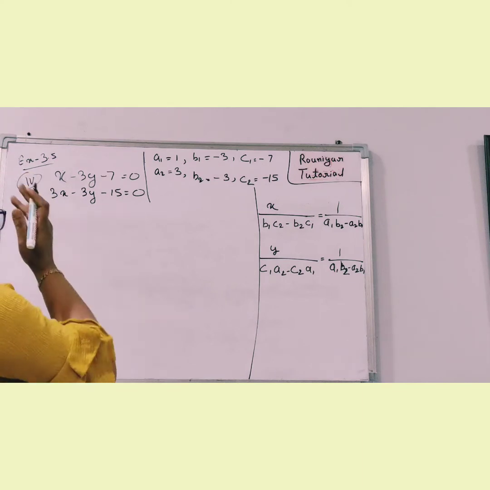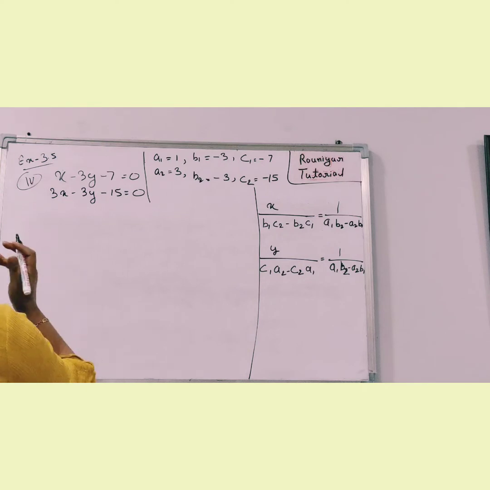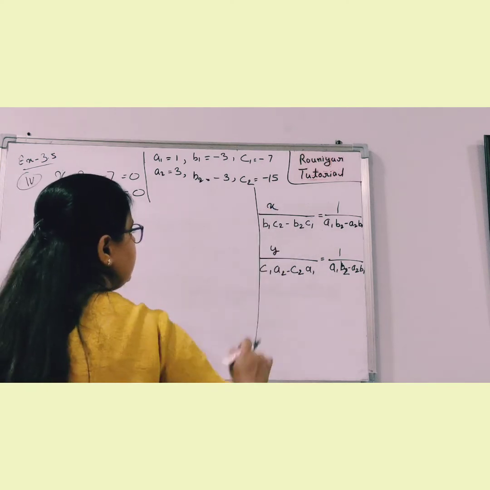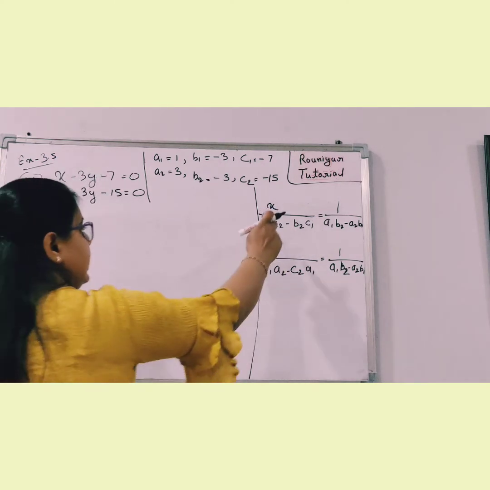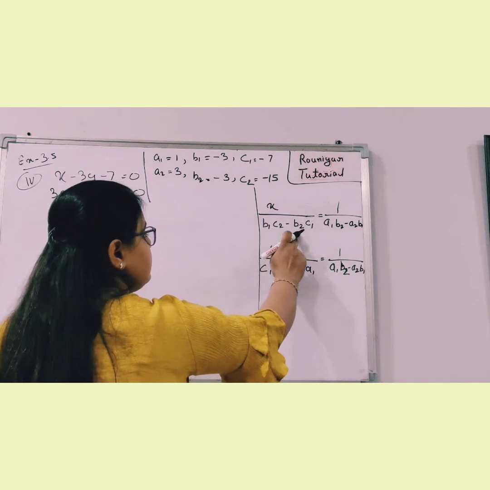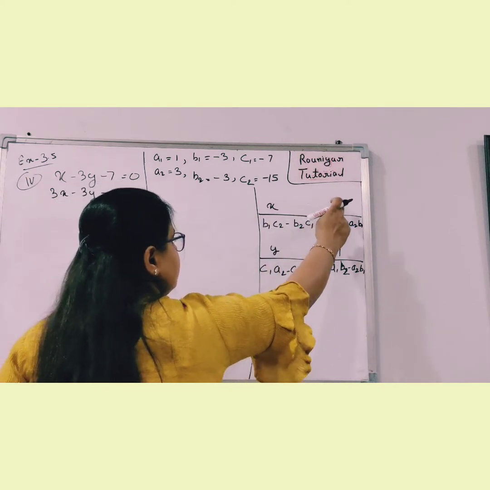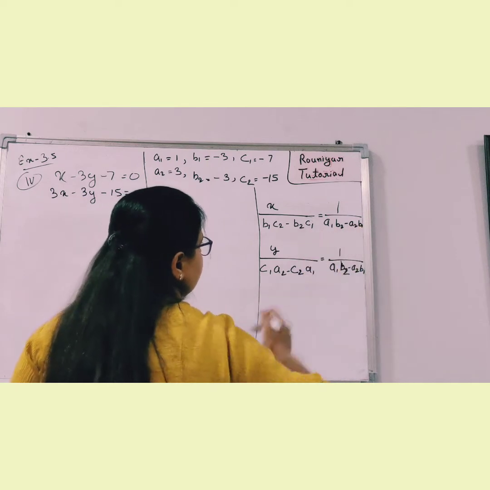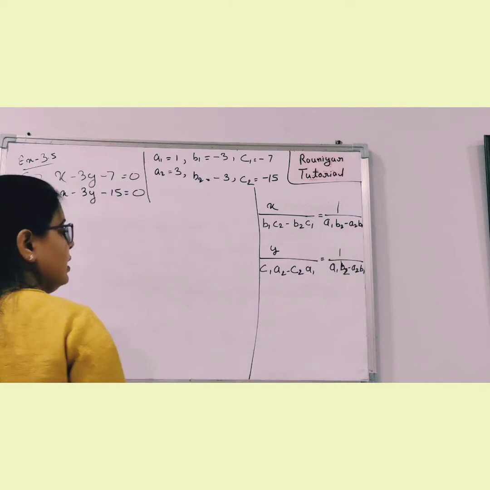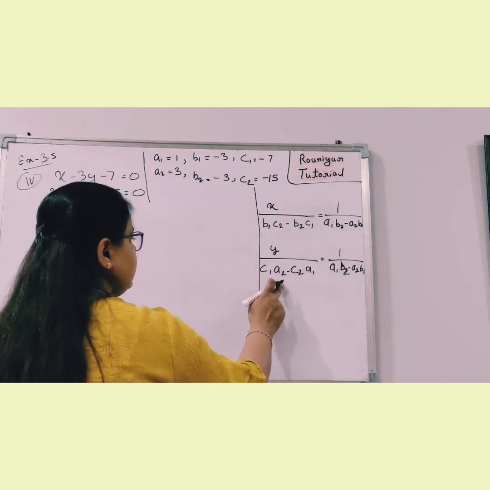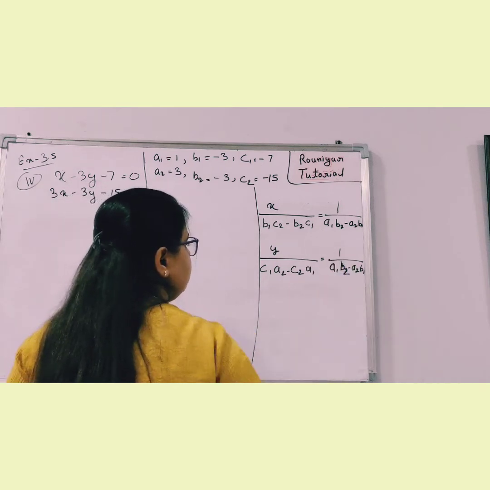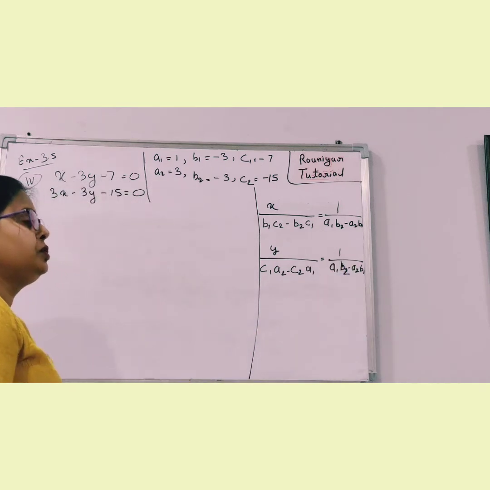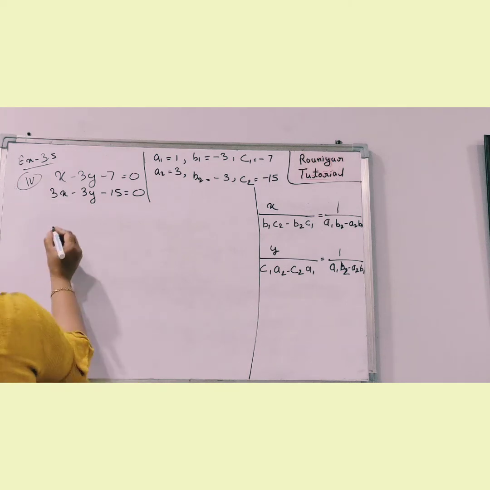तो cross multiplication में x की वैल्यू निकालने के लिए x by b1 c2 minus b2 c1 is equal to constant by a1 b2 minus a2 b1 and y की वैल्यू निकालने के लिए c1 a2 minus c2 a1 is equal to 1 by a1 b2 minus a2 b1 का फार्मूला मुझे लगाना है. तो पहले मैं x की वैल्यू निकाल रही हूँ.